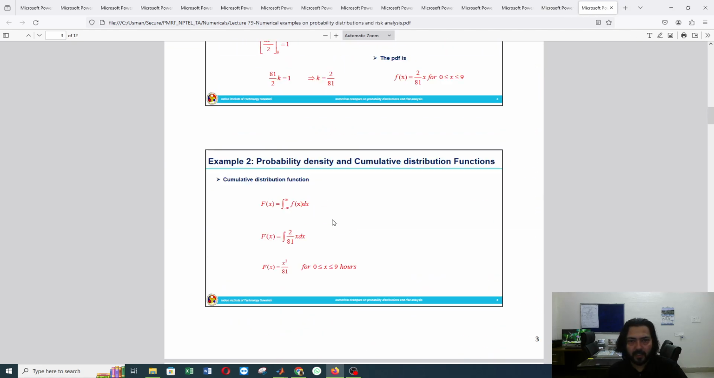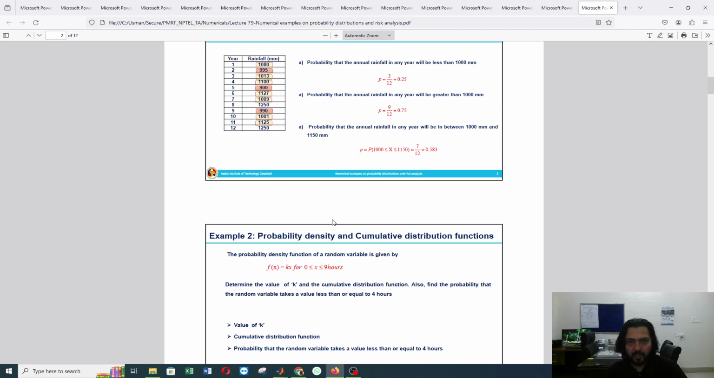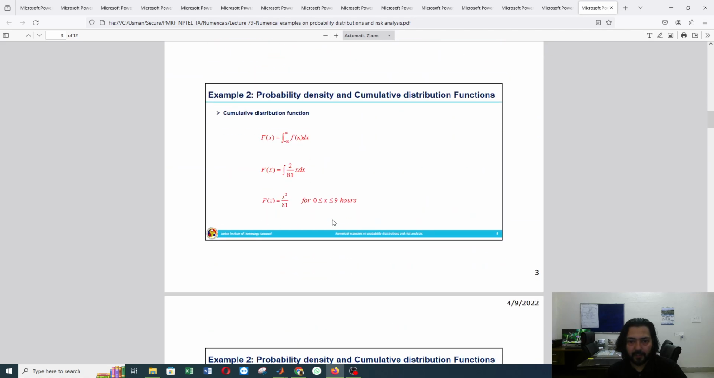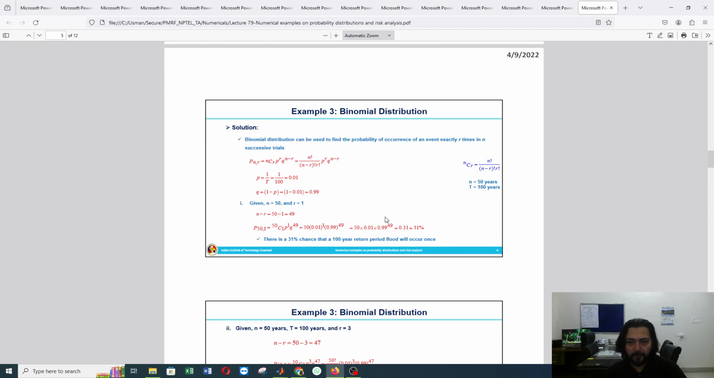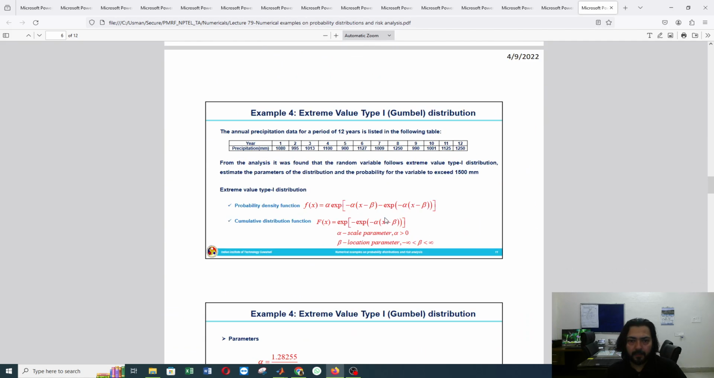Then we have seen the last model, which was based on probability, right? So we have seen numericals on binomial distribution, with the help of which we can estimate the probability that a flood will return after a return period of 100 years, right? Then we have seen the application of Gumbel distribution also.